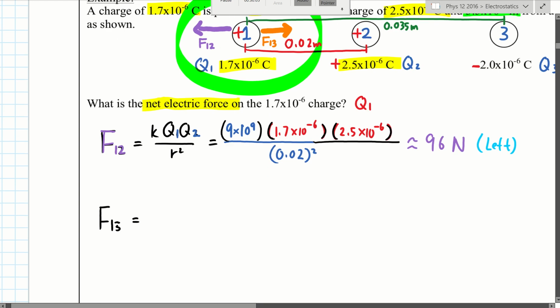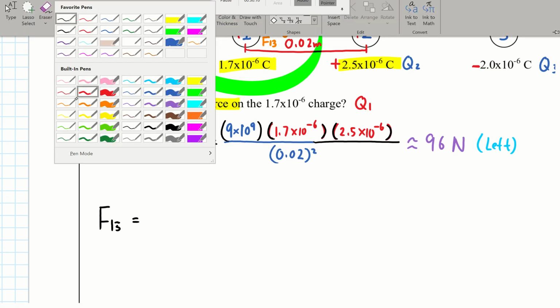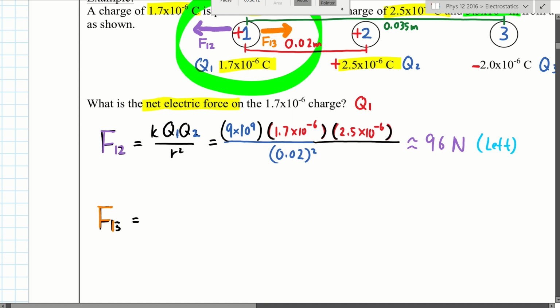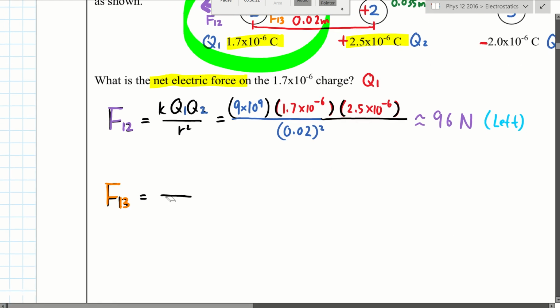So now we do the next one. Now the next force is this orange one. So force 1, 3. This is the orange one, which is pointing to the right-hand side. To find that force, we need to change the equation a tiny bit. Not a lot, just a little bit. So it's K charge 1 charge 3 over R squared.